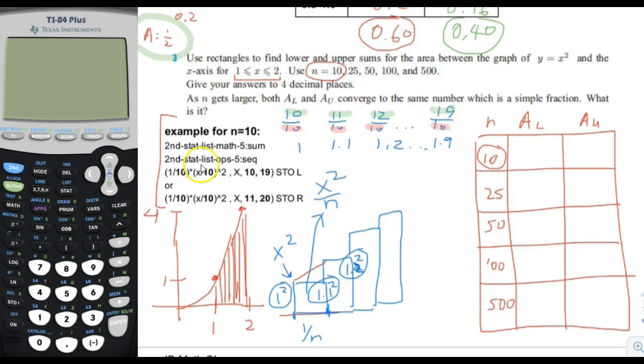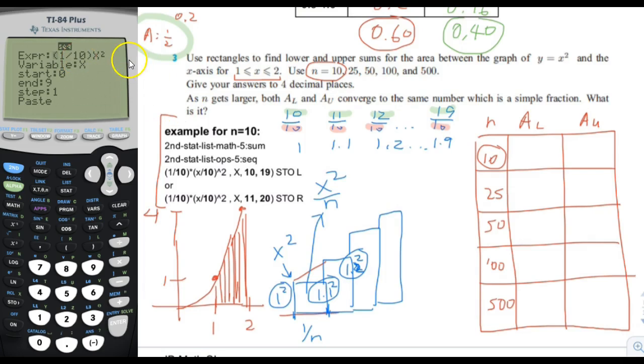So here are the instructions right here. We're going to do the first one, and then maybe you'll understand from the first one how to do the others. First we go second stat, which is go to list, and then we're going to first get the sum, because we're going to sum all of these rectangles. So we'll get that from math. Basically, we're building this command. And then we go to second list sequence, and sequence can be found in operations. For some reason, they put it in a different place. And then we're going to put the expressions here.